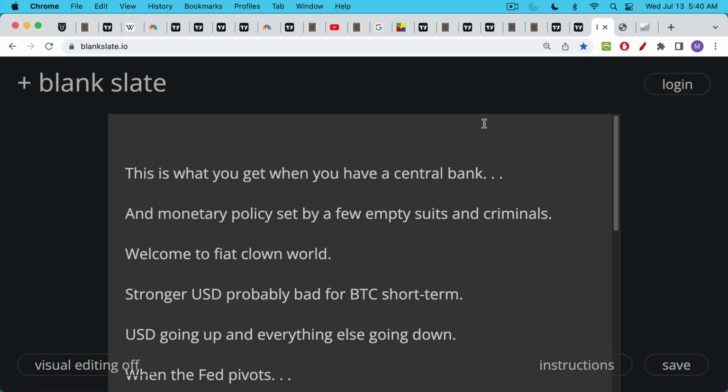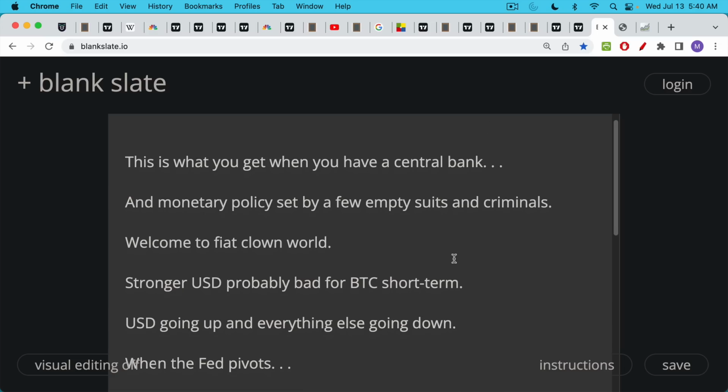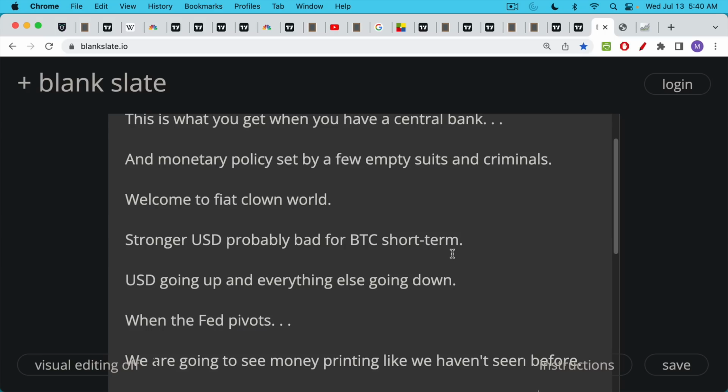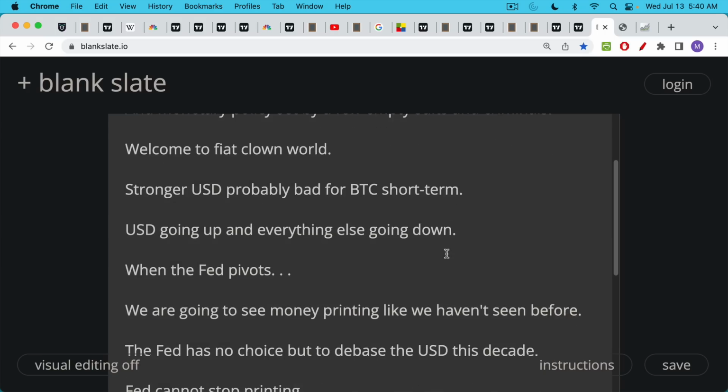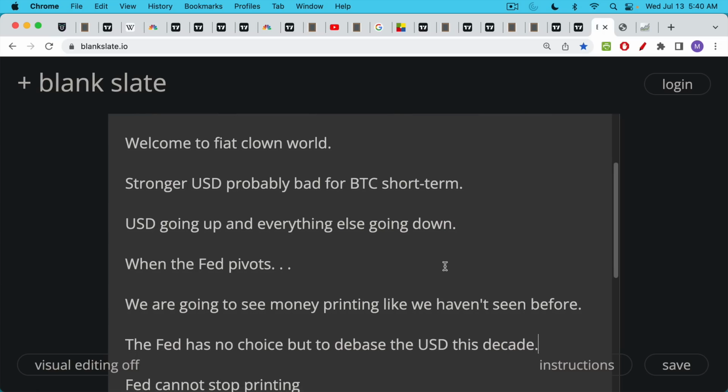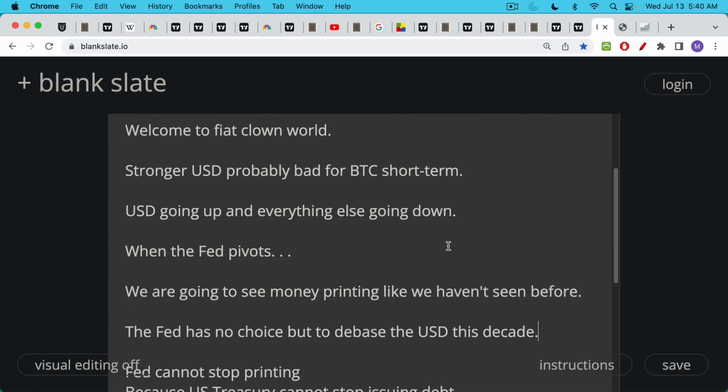Unfortunately, a stronger US dollar probably continues to be bad for Bitcoin short term. You can keep Bitcoin down over short periods of time. Ultimately, though, the Fed's going to need to reverse. For now, we have the US dollar going up and everything else going down as the Fed turns more and more hawkish. What we're waiting for is the Fed pivot. When the Fed decides to start cutting interest rates again, some of the markets are already pricing in interest rate cuts in 2023. But when the Fed pivots and starts printing more money, buying US government bonds, buying treasuries, putting it on its balance sheet, growing its balance sheet, and cutting interest rates, all this money printing is going to be something like we've never seen before.